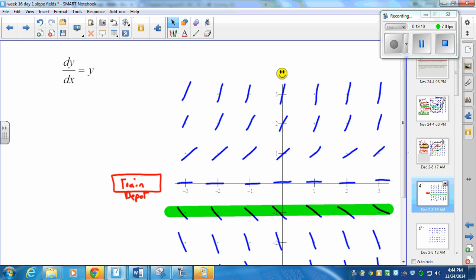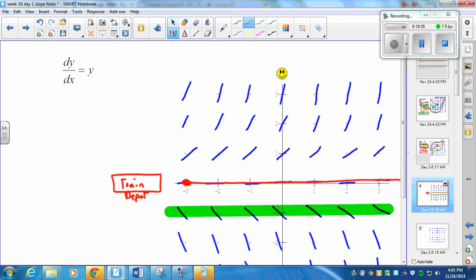Okay. So this is interesting. If you ever start on the ground, let's say your railroad car starts there, it is going to be forced, because it's slope of 0 to here, slope of 0 to here, slope of 0 to here, slope of 0 to here, slope of 0 to there. It can't leave the ground. It's at the train depot.